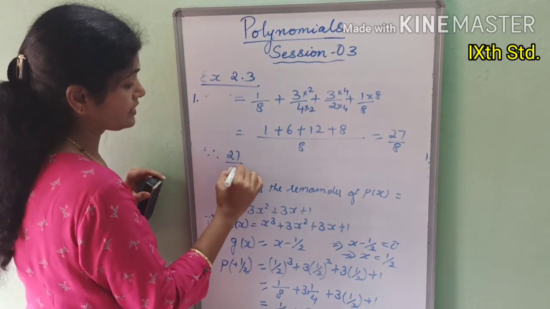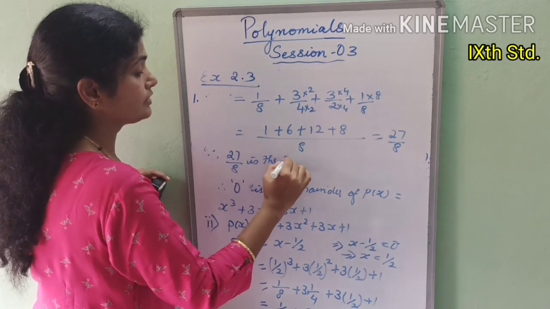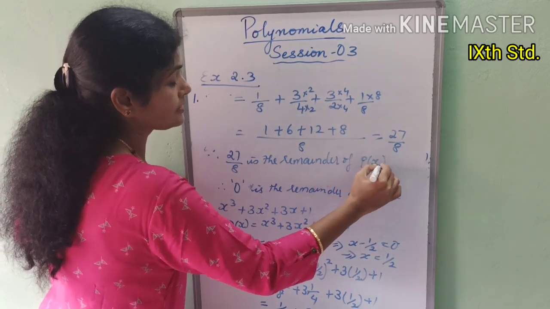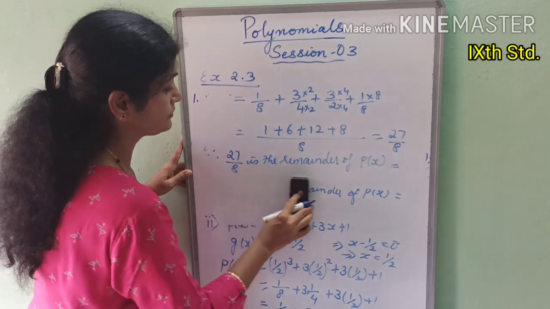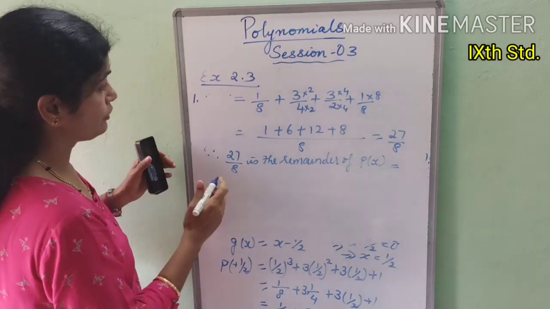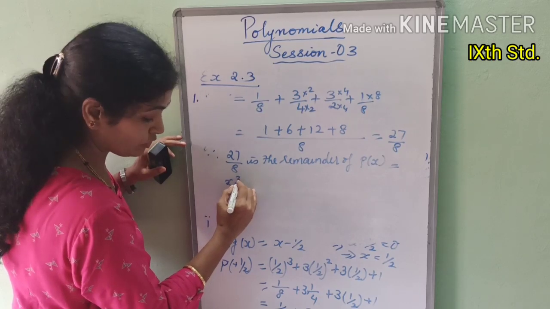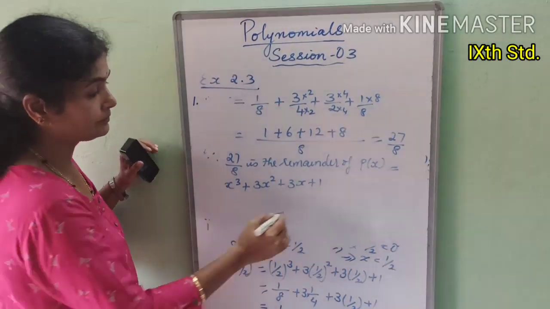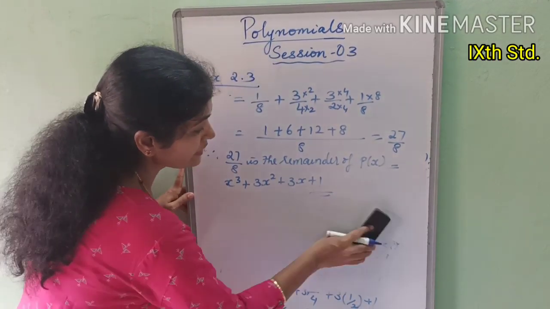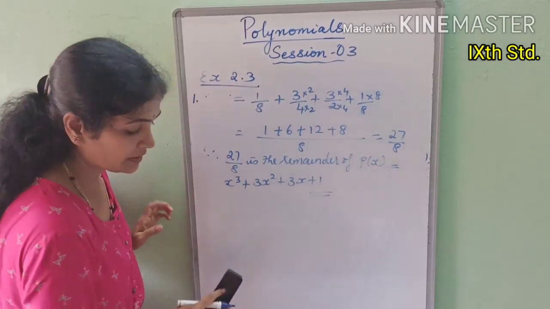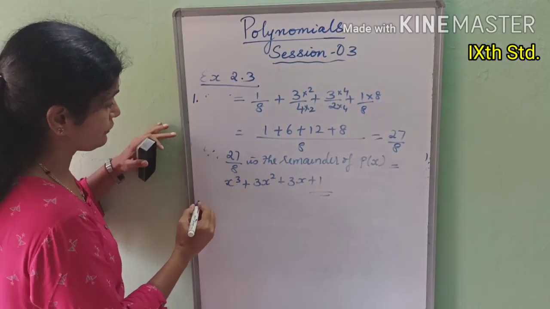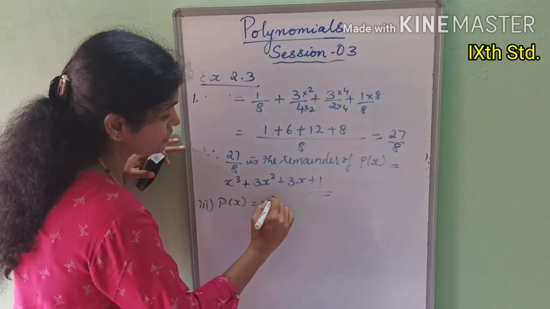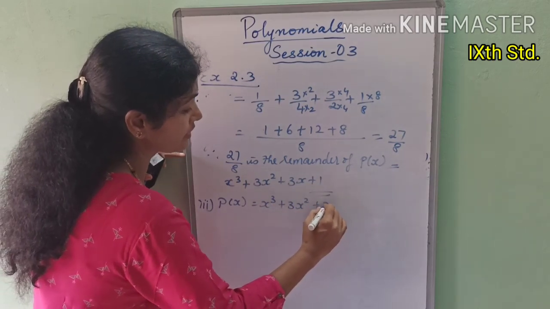Therefore, 27 by 8 is the remainder of P of x, which is equal to, what is that P of x? P of x is equal to x cube plus 3x square plus 3x plus 1. Fine. Next, we will see the third bit of it. P of x is the same, but g of x is different. Third part of it. P of x is x cube plus 3x square plus 3x plus 1.